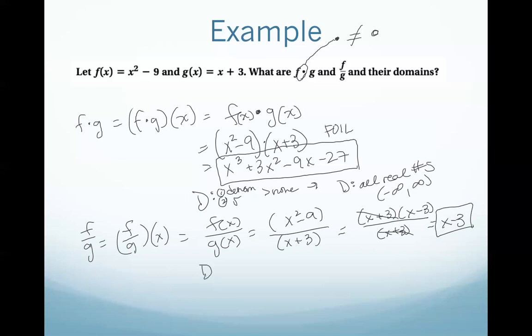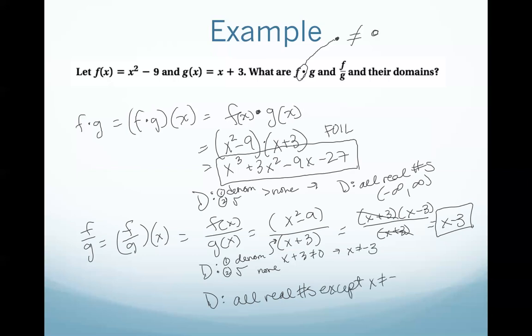So when I look at my domain, when I'm looking at the denominator, I need to consider x plus 3 could not be 0. Otherwise, I wouldn't have been able to simplify. So this means that x cannot be negative 3. I also want to consider radicals, but there are none. So that means my domain is all real numbers except x cannot be negative 3. So that's from negative infinity to negative 3, and also from negative 3 to infinity. Whoops, I forgot my last parentheses. There we go.